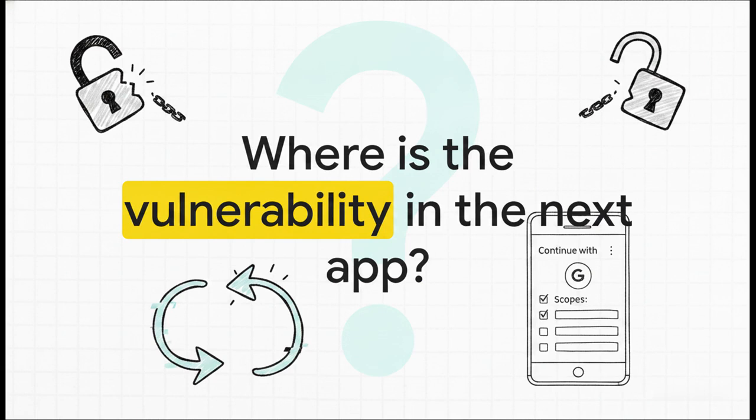So I'll leave you with a provocative thought. Where is the vulnerability in the next app you authorize? The next time you click Continue with Google, I highly urge you to actively review those consent screens and really look at the scopes you're granting.